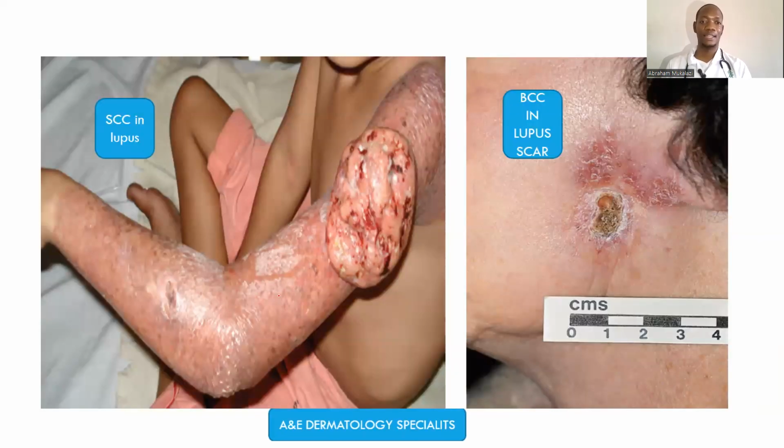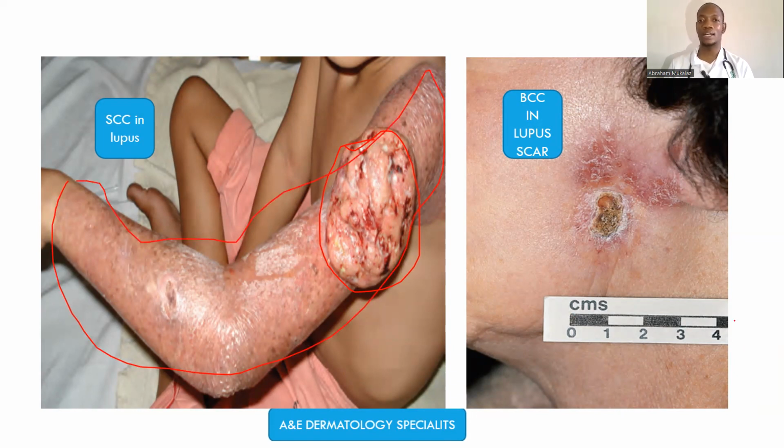And then we've said that sometimes it can complicate into a squamous cell carcinoma. In this case, the child developed the squamous cell carcinoma after being treated for the lupus vulgaris, which was affecting this entire limb. So these are serious conditions that in case you see them, you need to act very fast. In this case, this lady had basal cell carcinoma in an area that was previously affected by the lupus vulgaris.